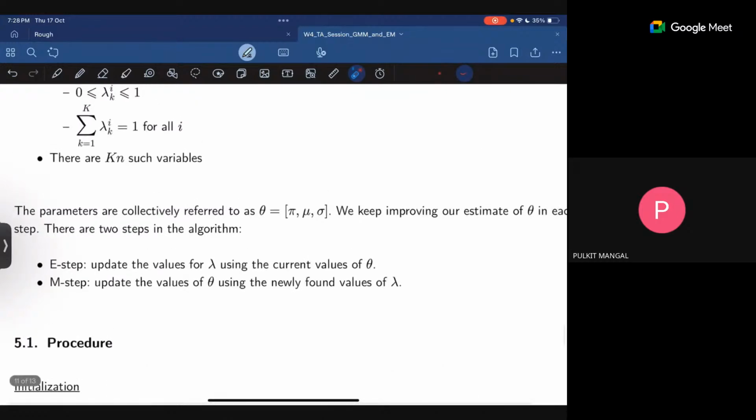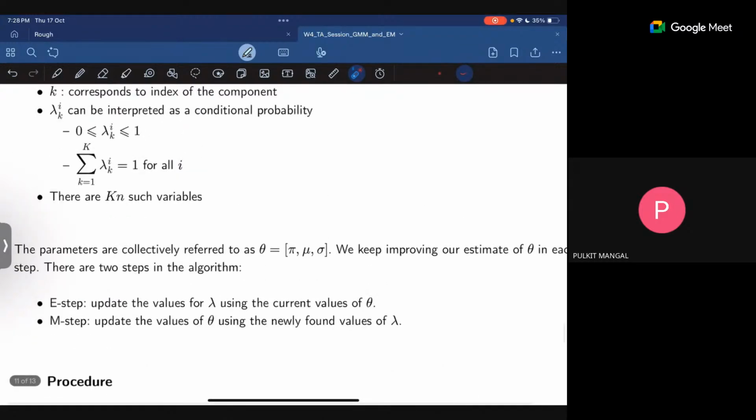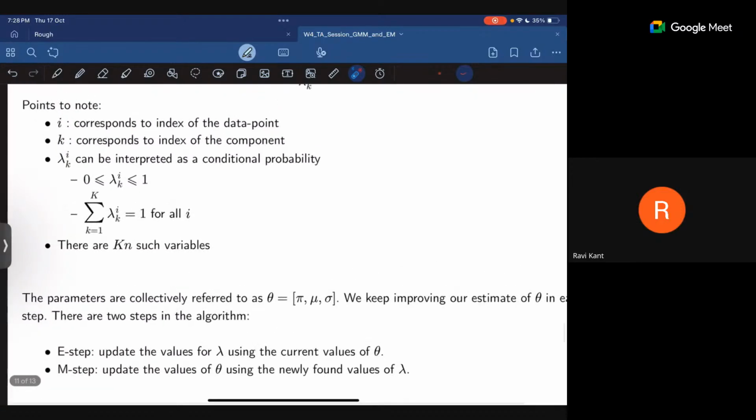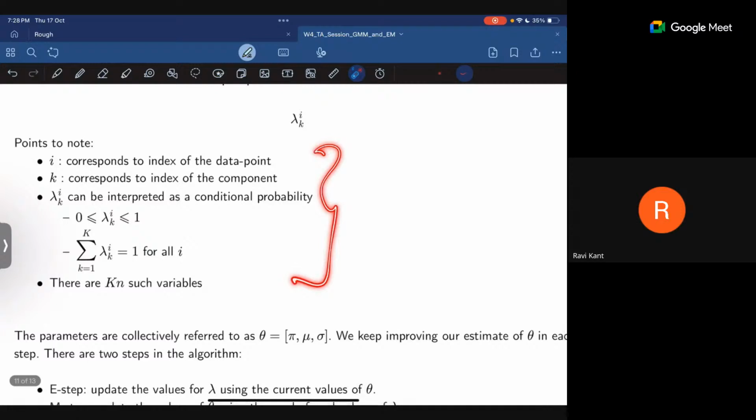So around what time did I disconnect? Or like, till how much were you able to listen to me? Till what part? You can start from this, till points here. Okay. And here. So did I explain how there are k and such variables?